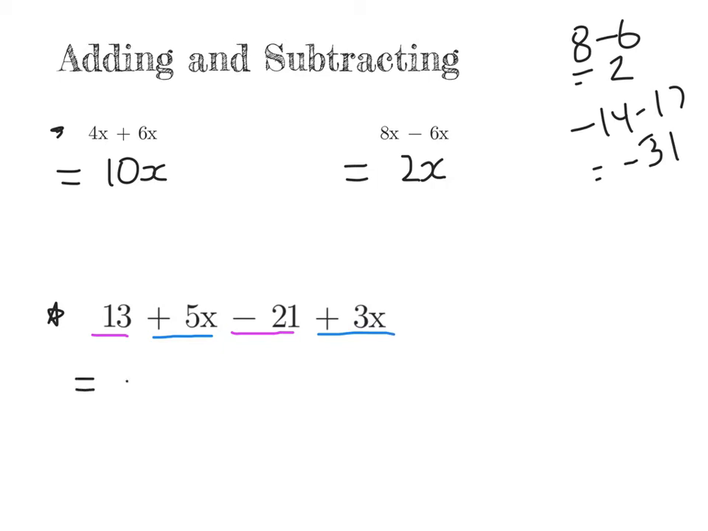So we get negative 8 for the normal numbers. We have plus 5x plus 3x, so that will give us plus 8x for the x's. Okay, so now looking at multiplying, completely different rules. Don't need like terms, okay?